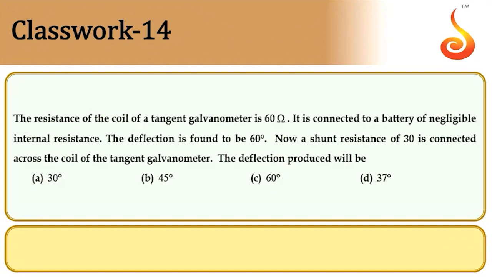14. The resistance of the coil of a tangent galvanometer is 60 ohm. It is connected to a battery of negligible internal resistance. The deflection is found to be 60 degree. Now a shunt resistance of 30 ohm is connected across the coil of the tangent galvanometer. The deflection produced will be.